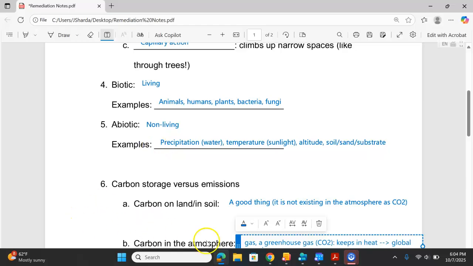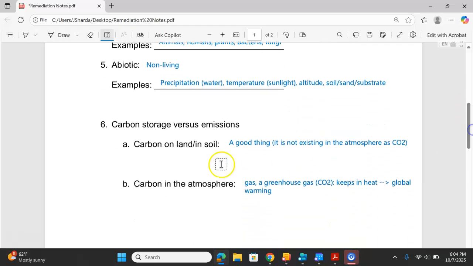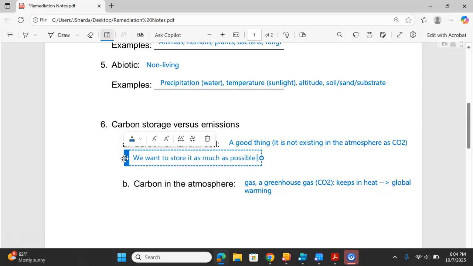So we don't want carbon in the atmosphere. We have too much of it in the atmosphere right now. This is why we have issues with climate change and global warming. So if our carbon can be stored in things like trees, plants, animals, bacteria, right? Even humans.